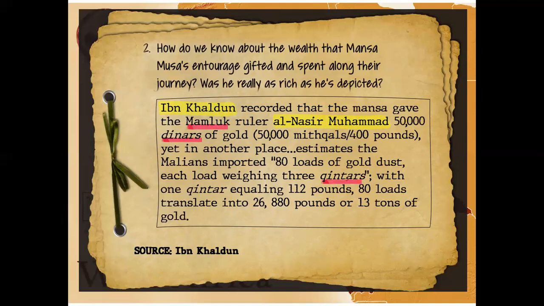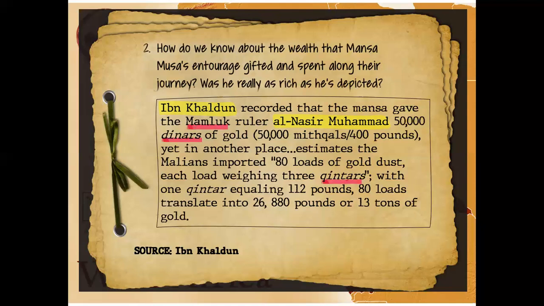So first, it's a bit anecdotal. It says that he gave the Mamluk ruler al-Nasir Muhammad 50,000 dinars of gold, meaning he had the 50,000 in the first place. But what is a dinar? How much gold is that? So we see in the parentheses the clarification that the 50,000 dinars would be 50,000 mithqals, or something probably more relatable to most of us, 400 pounds of gold.